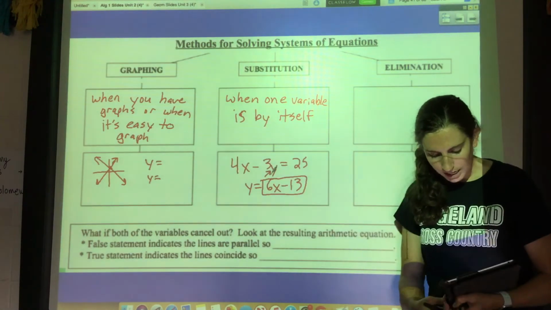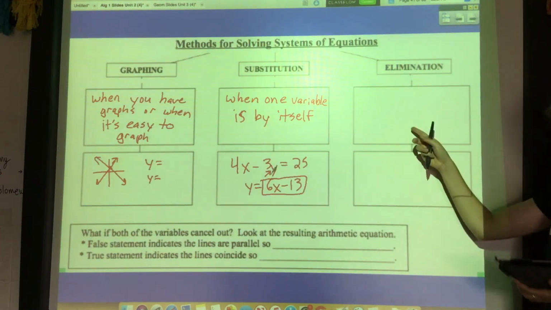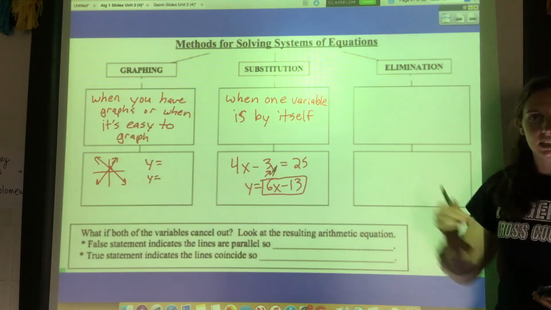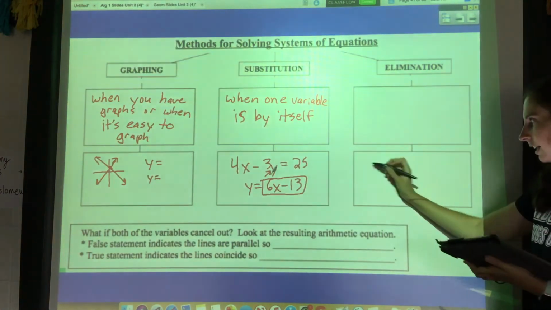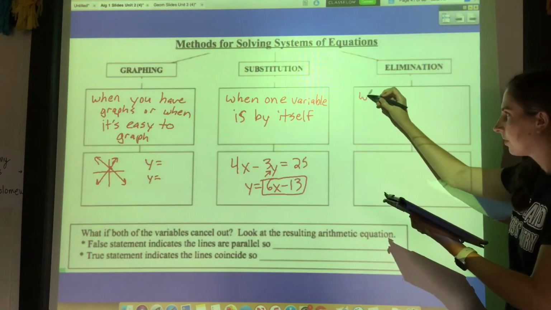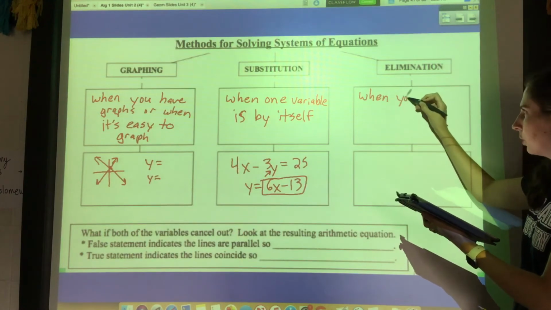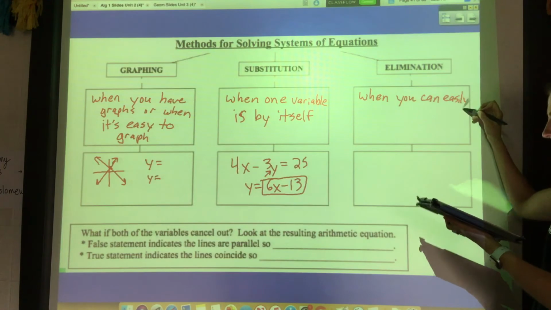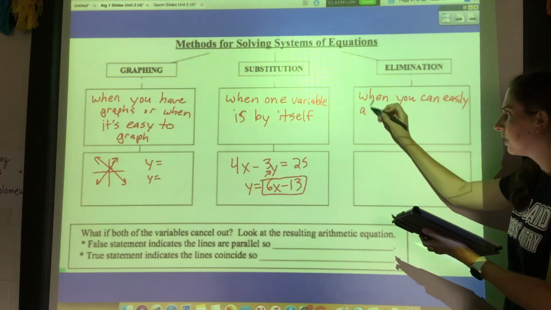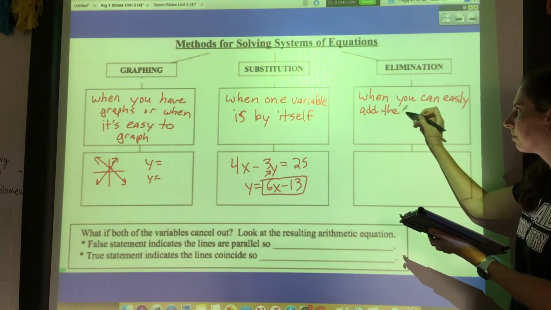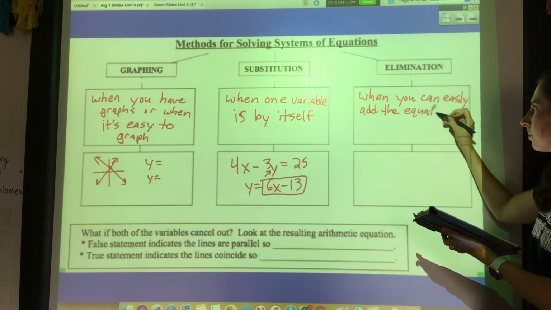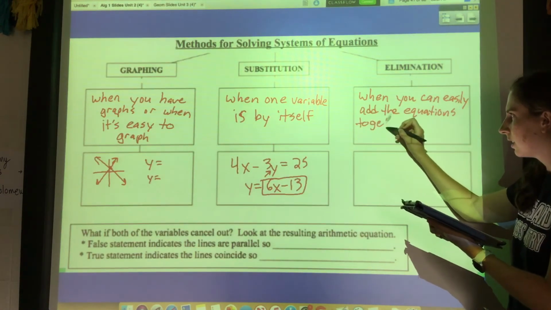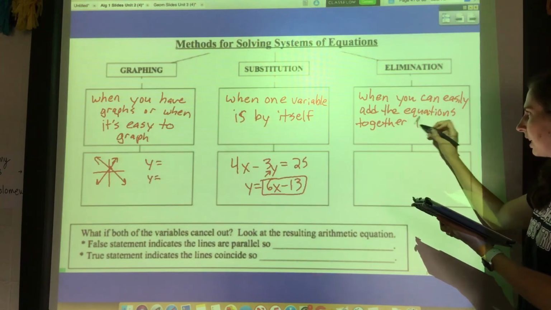And then for elimination, I would use elimination when you could easily add the equations together and eliminate a variable. Well, let's write that down. And you can easily add the equations together to eliminate a variable.